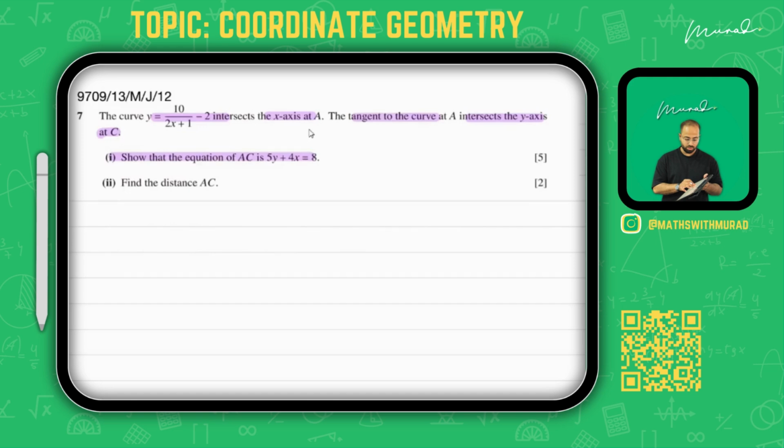The curve y equals 3x intersects the x-axis at A. The tangent to the curve at A intersects the y-axis at C. So we need to understand and figure out the main equation of this line. Show that the equation of A and C. So first we need to get the coordinates of A and C, then afterwards we need to get. Okay, now for this particular line, what we are supposed to do right now is, okay, for this particular part. So this part is also related to differentiation.